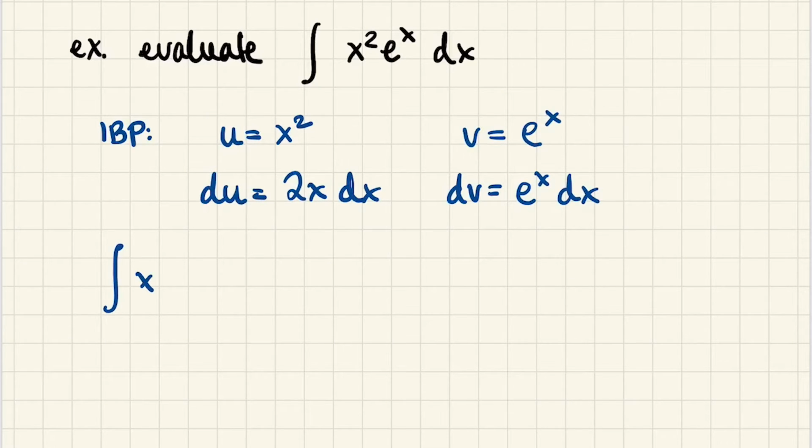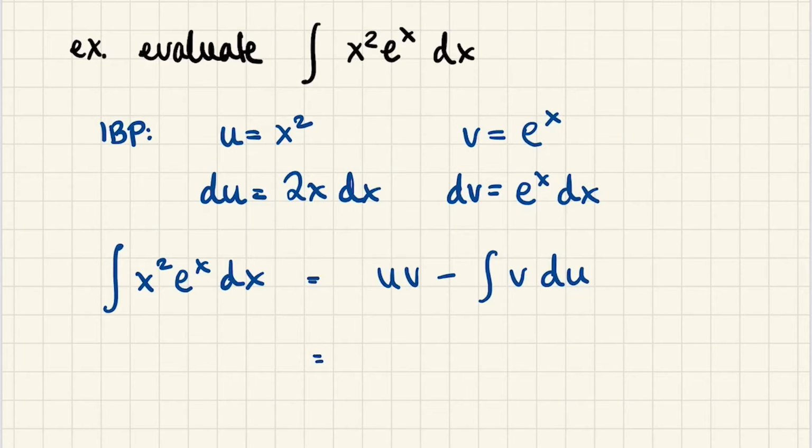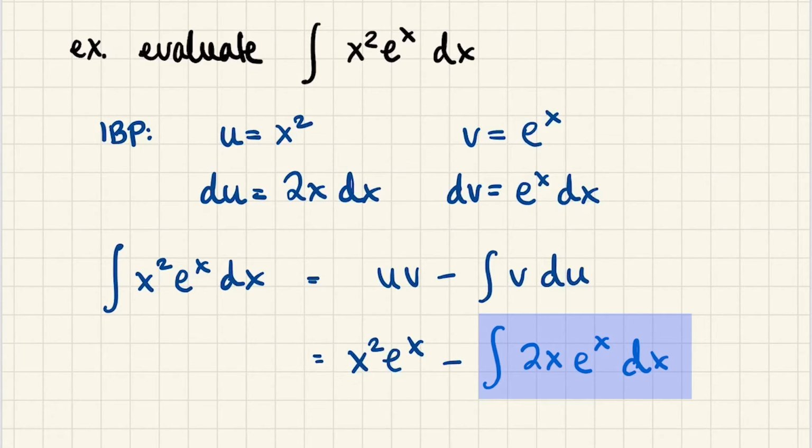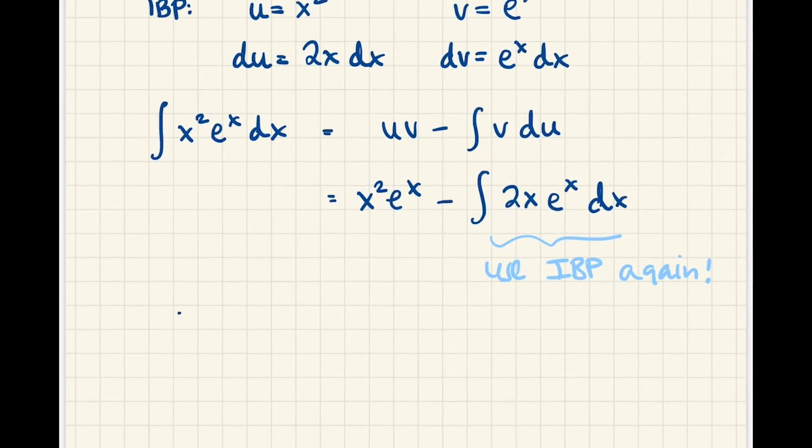All right, so here's our original. And we know that's going to be ultraviolet voodoo. So u times v is x squared e to the x minus the integral of v du, 2x e to the x dx. Okay, so this is our new punted integral that we now need to work out. Let's take a look at it. Well, there's no obvious u substitution. But what can we do? We can do integration by parts again. Okay, no problem.